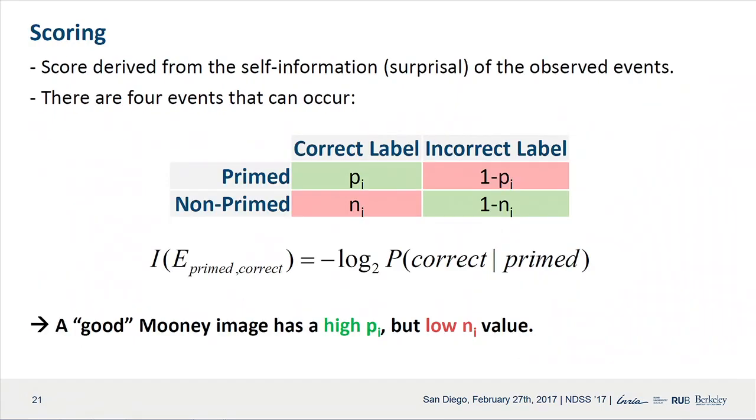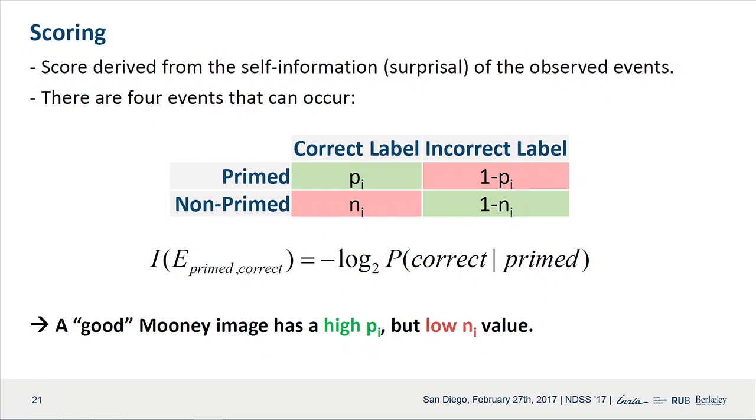Our scoring algorithm is based on the self-information, sometimes called surprisal, of the observed events. You wonder what events there are. There are the primed image correct label event, primed image incorrect label, non-primed image correct label, and non-primed image incorrect label. We call the primed image correct label event P and the non-primed correct label event N.